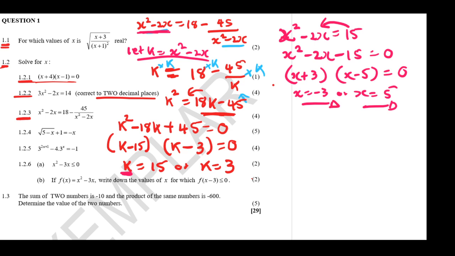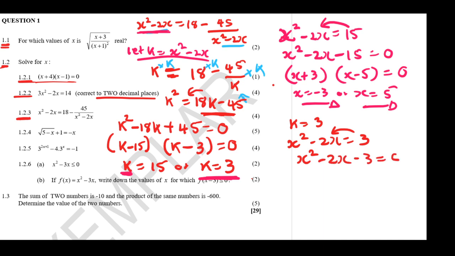Remember, but we also have this k is equals to 3. So you're just going to say, what are the solutions of k is equals to 3? So you're going to substitute x squared minus 2x is equals to 3. Transpose the 3 to the other side. We have x squared minus 2x minus 3 equals to 0.